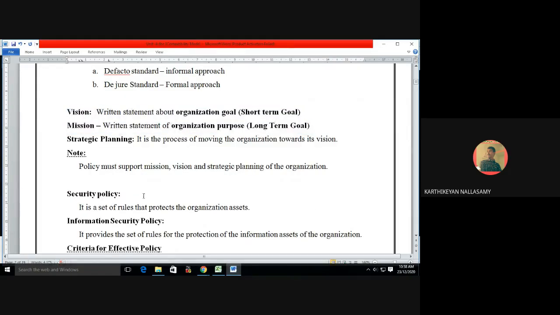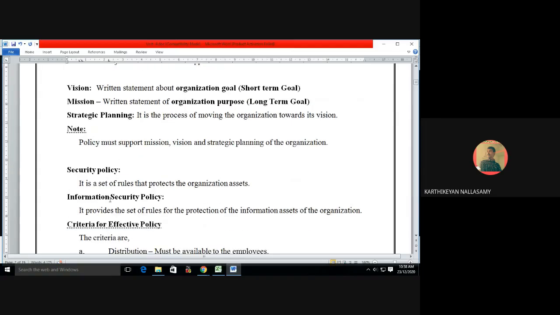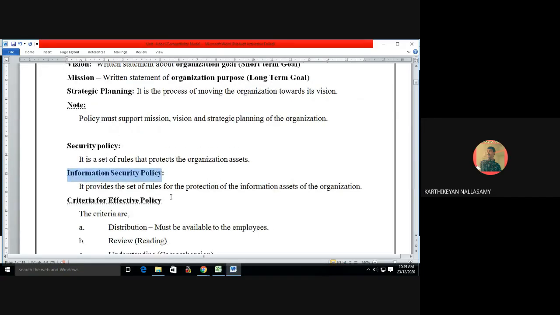The next one is security policy, which defines a set of rules and regulations for acceptable and non-acceptable procedures for protecting the organization's assets. The information security policy provides a set of rules for protection of information assets in an organization. Security policy may cover any type of element of your organization, be it hardware, software, data, or procedure. But here, the information security policy must define the set of rules only for protecting the information.